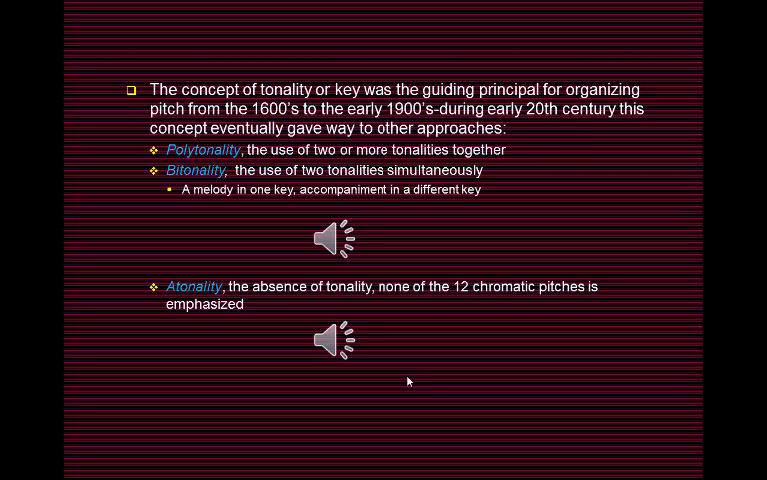Influenced by the work of Richard Wagner, who often clouded tonality in his works, composers started using other approaches. Some composers used polytonality or bitonality, which is a technique of combining keys. Of course, polytonality could be more than 2 keys. Bitonality was most common, combining 2 keys together. For instance, we might hear a melody in one key and the accompaniment in a different key. Here is an example using a familiar tune.